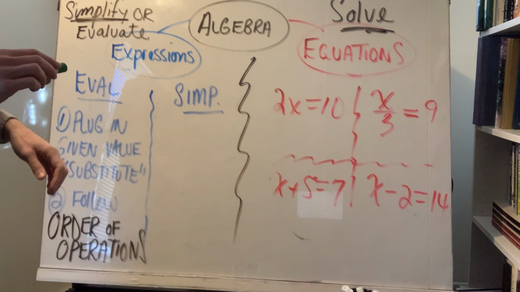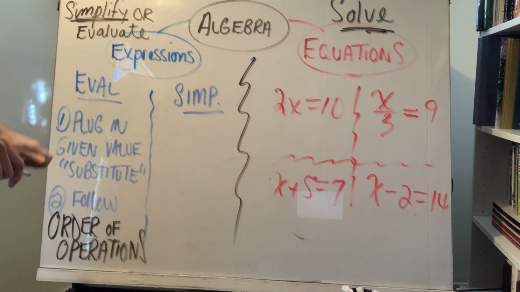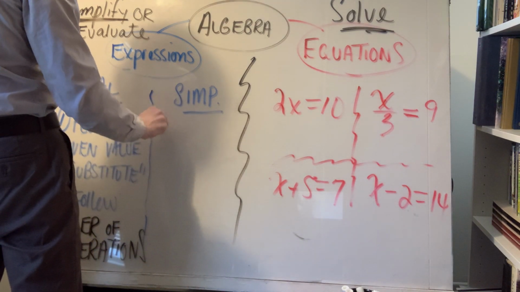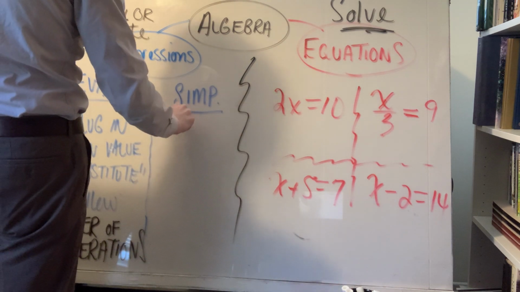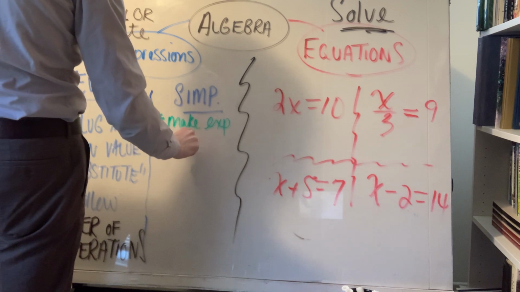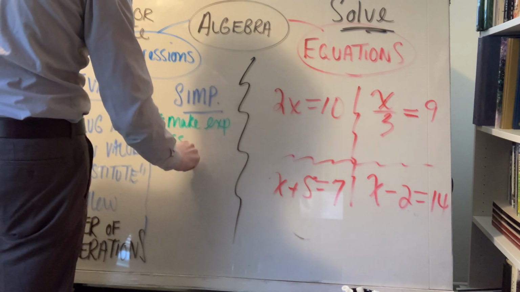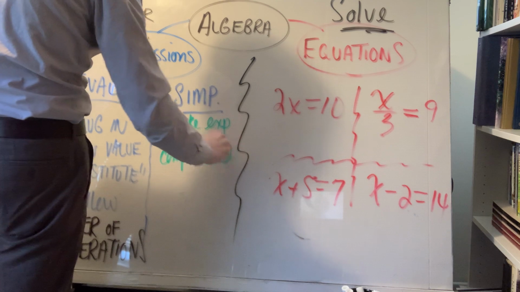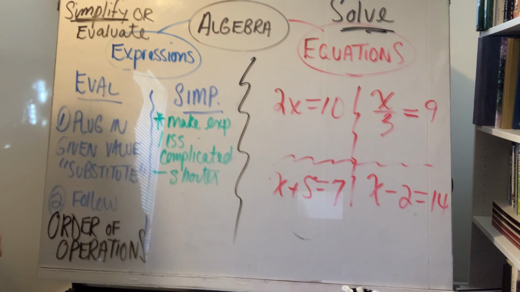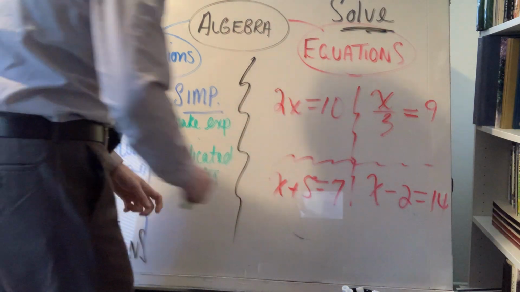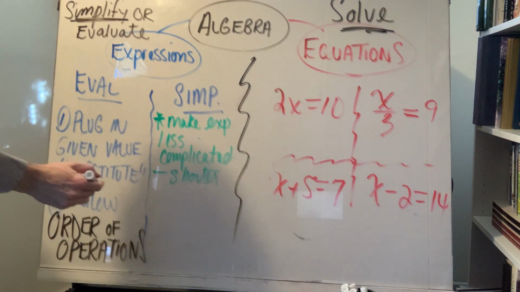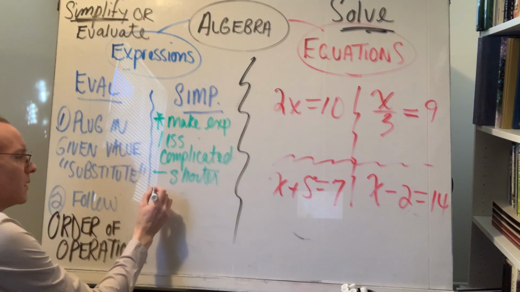Let's see if green shows up here. This usually entails, basically the purpose of it is to make the expression less complicated. Basically shorter, as concise as possible. Now, how do you actually do that? Most of the time, you end up having to combine like terms.